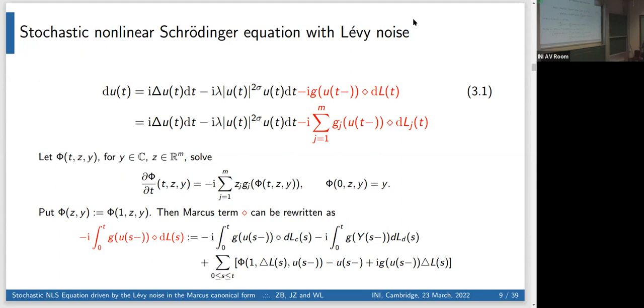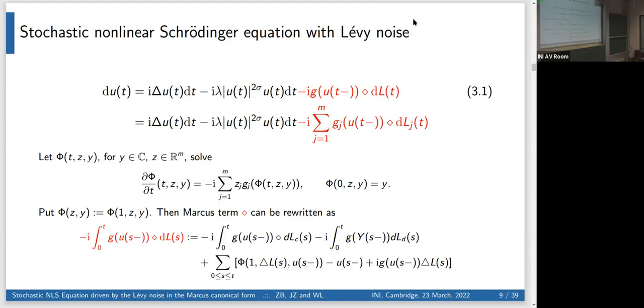So briefly, what you do is consider those vector fields Gj, which are vector fields on C. Then you consider this auxiliary equation, where Gj is multiplied by some coefficient Zj. Z is a vector in Rm, which describes the size of the jump, and you consider the global solution of this problem starting from any y.